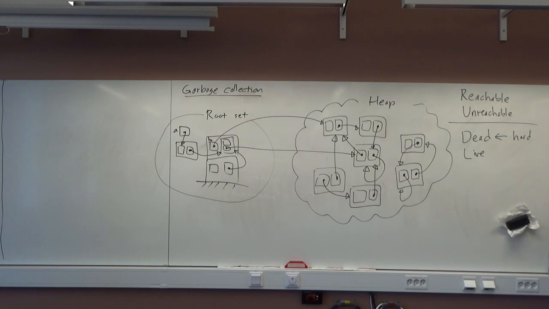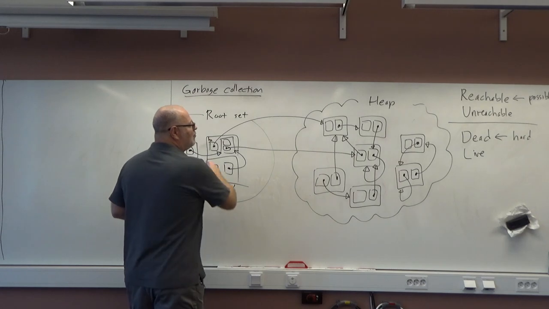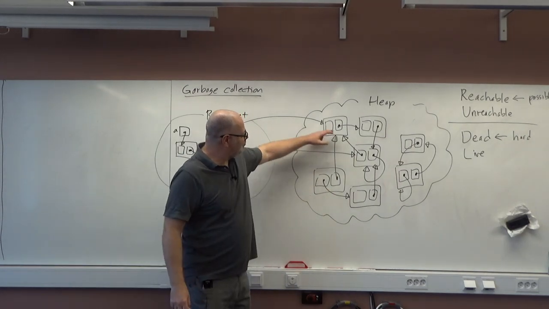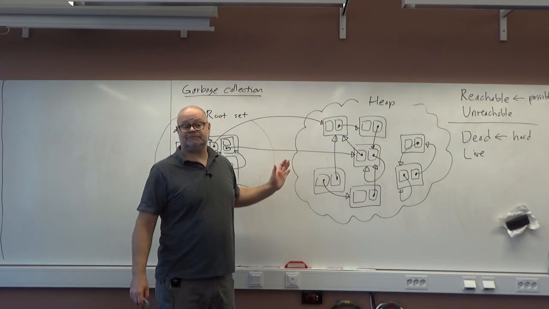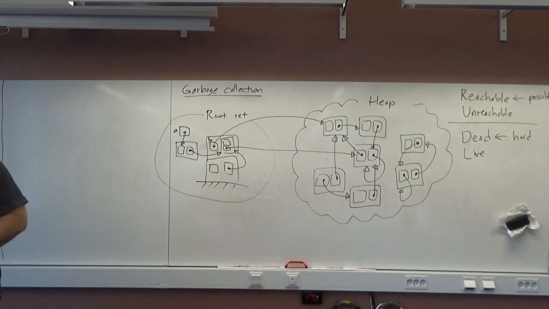However, finding which data is reachable is, if not easy, at least possible. Because I start with the root set. And which data can I reach? Well, where can I follow pointers? I can follow pointers to this object, and this object from the root set, but not to the others. So what we do in garbage collection is that we look at which data are unreachable, and since they cannot be reached, we know they will never be used, so we know they are dead. And we remove unreachable data.